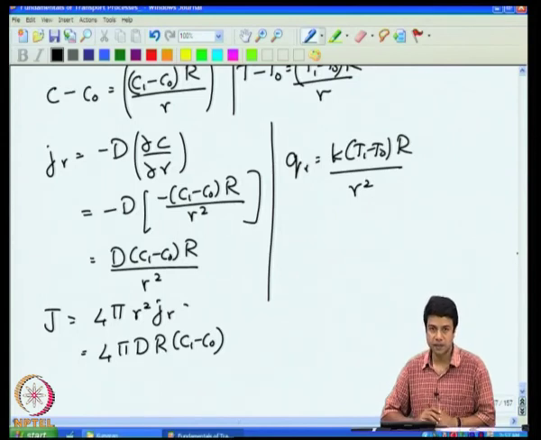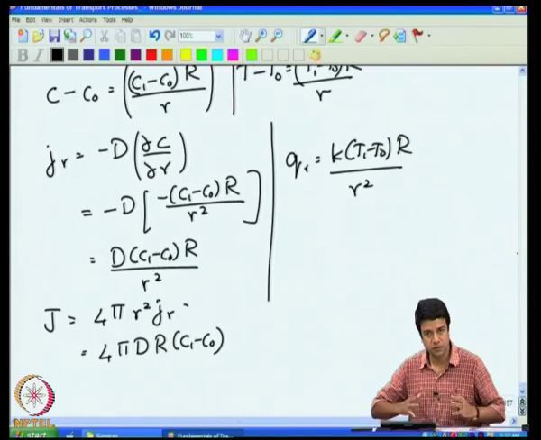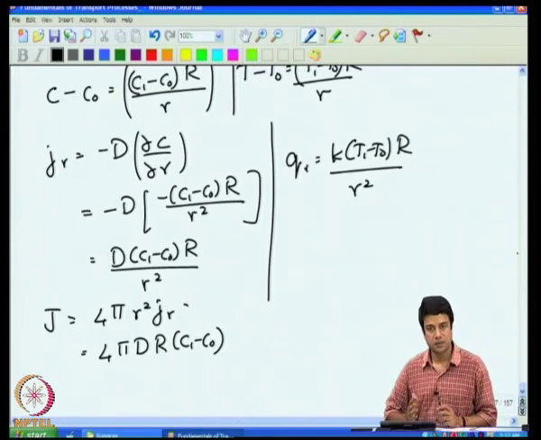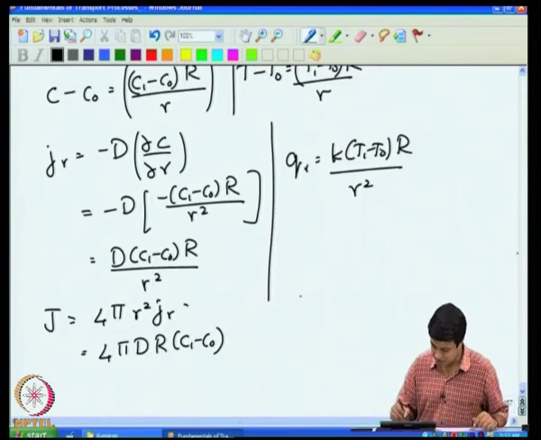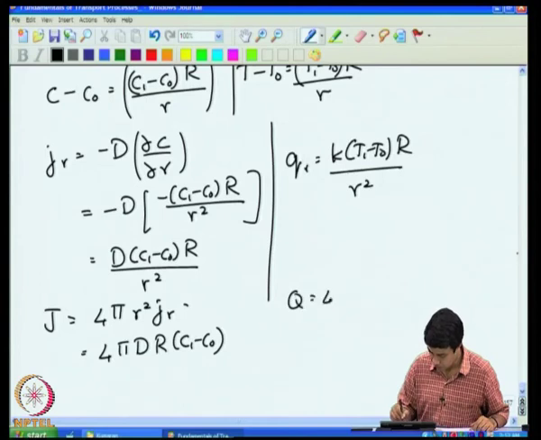So, for example, if I had a catalyst particle with a reaction happening at the surface, this would tell me how much reaction is happening at the surface. The amount of material produced at the surface is equal to the total mass that is coming out. Similarly, for a heat transfer problem, if there were a reaction at the surface, the latent heat at that surface times the reaction rate gives me the total amount of heat coming out of the surface. So, in that case, Q will be equal to 4 pi K R times T1 minus T0.